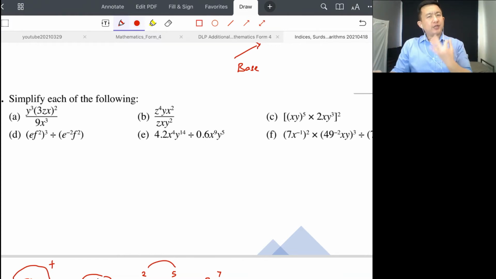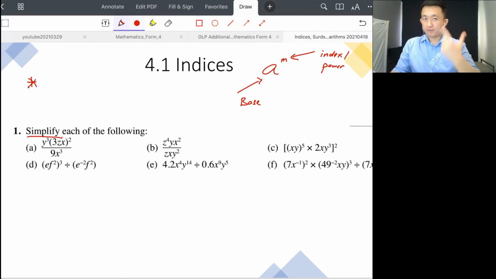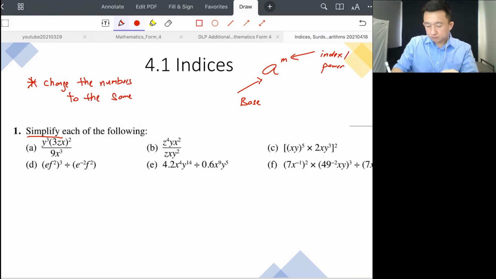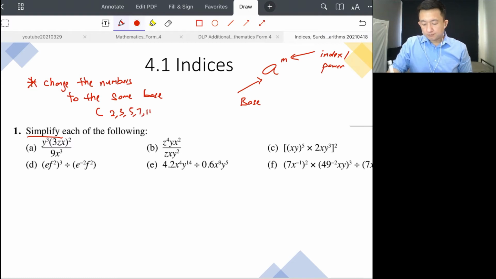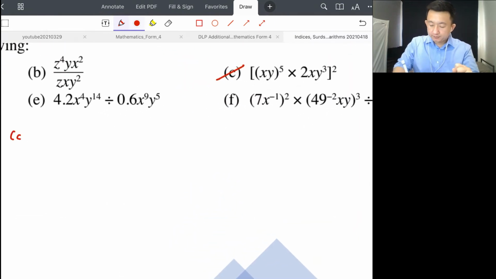So there are usually three types of the questions with indices. The first type will be simplify. Keep this in mind. Whenever you deal with the number, change the number to the same base, and usually we go for prime number. Okay, we have to look on the question, maybe C. Okay, so C, oh, you have to know about this.